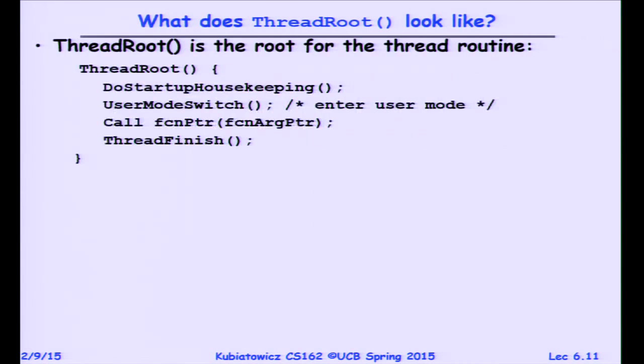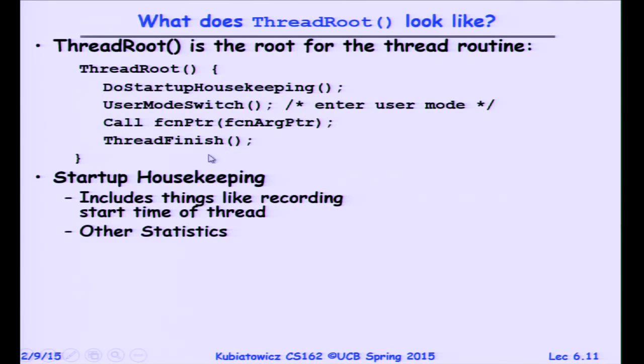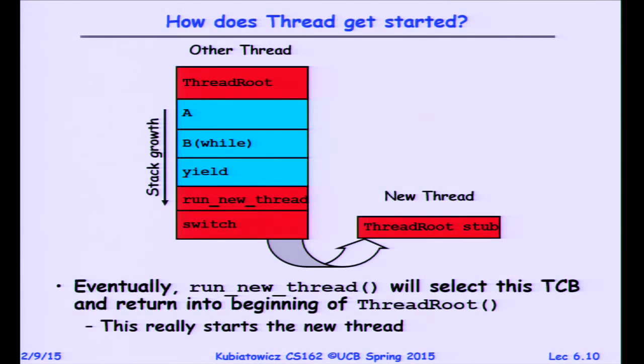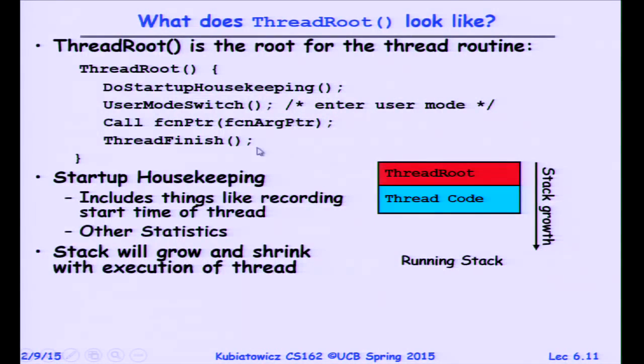All right, and what does it look like? Well, maybe here's an example of what it could be: some sort of housekeeping, switch into user mode, call a function, which is the thread function, and then finish. All right, and what's the housekeeping? All sorts of stuff you could imagine, like keeping statistics. Thread root, basically I can set up the initial frame so that when I return to it, it actually returns me to the first instruction of do startup housekeeping. So that very first time switch returns to the thread root and starts it up, I start executing at the beginning of this.